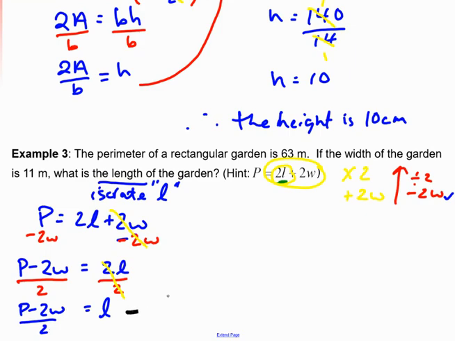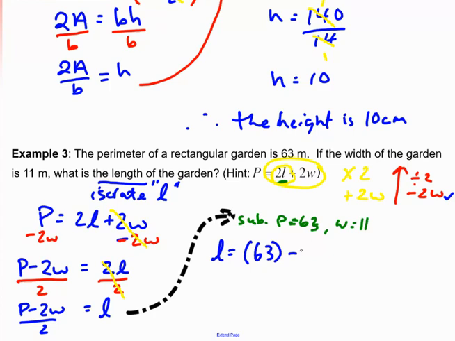Okay, well, let's substitute then. We're going to sub P equals 63. And sometimes I like to write this out. I find it helps with communication of the problem. And our width is 11. Okay, so let's fill those in. So again, maybe we'll put L on the left side now. And so we have, for P, we have 63 and minus 2, and W is 11. And it's all divided by 2.